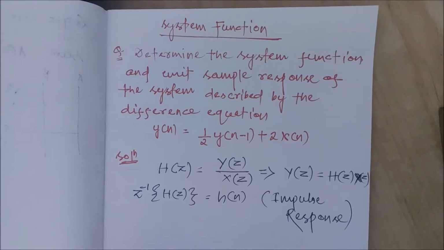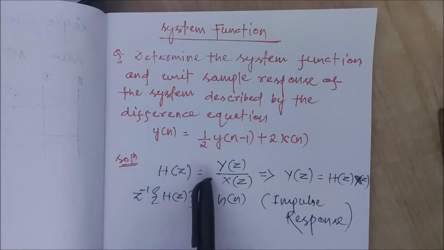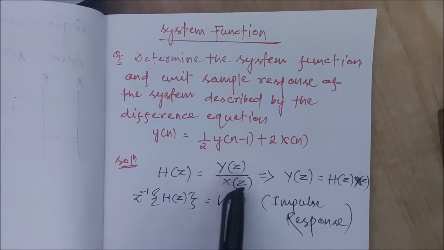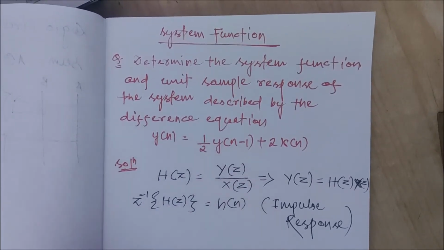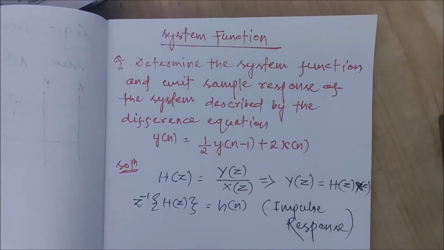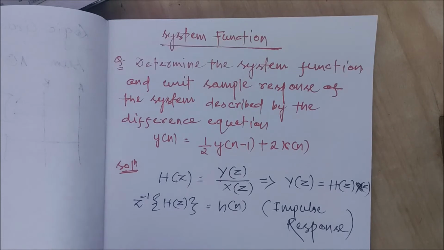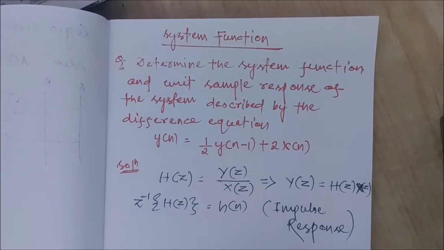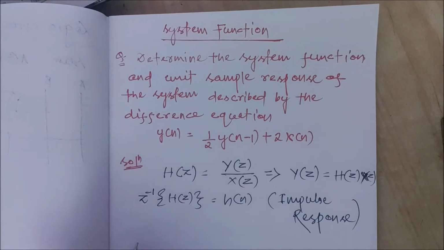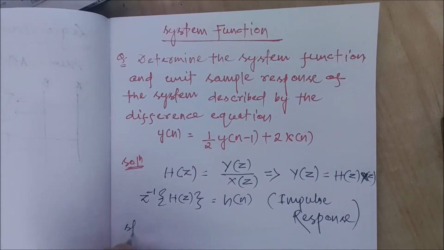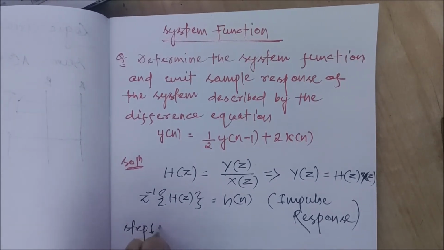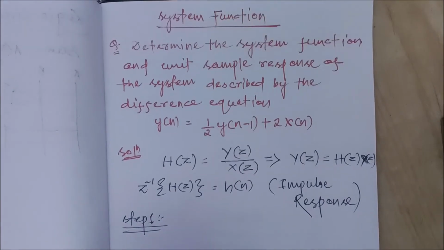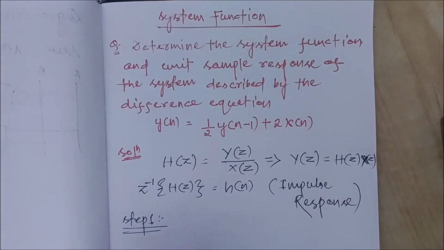So basically a system function H of z is the ratio of Y of z and X of z, and the unit sample response of the system function is the inverse z transform of the system function H of z. So h of n is my unit sample response. To solve these questions, the first step is to determine the z transform of the given difference equation.